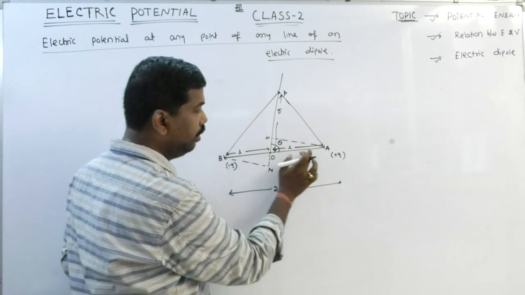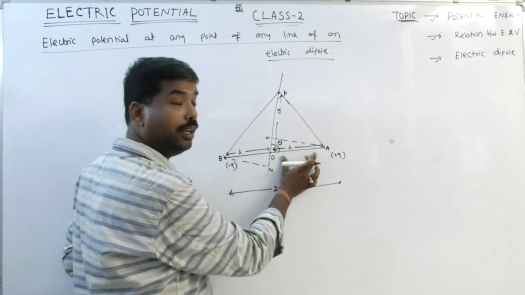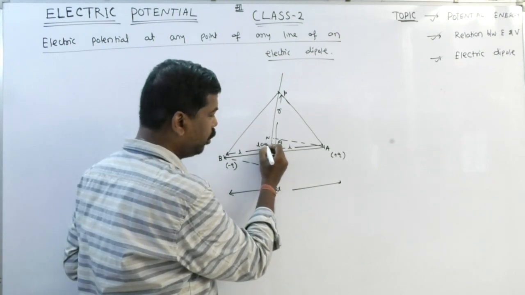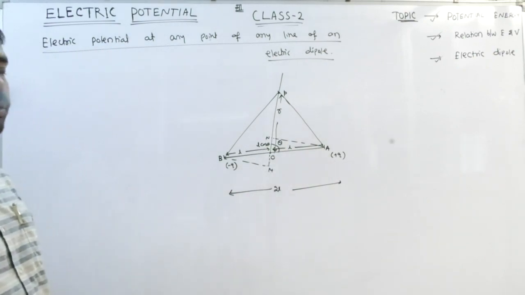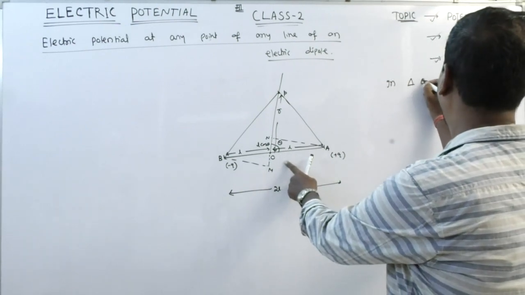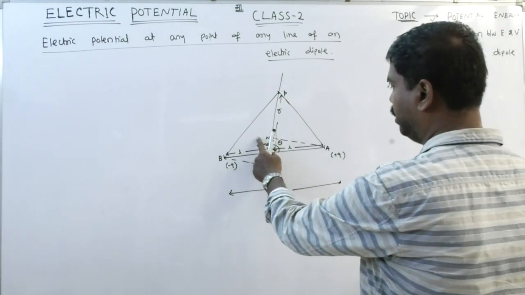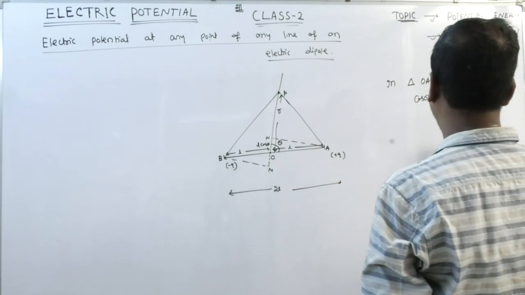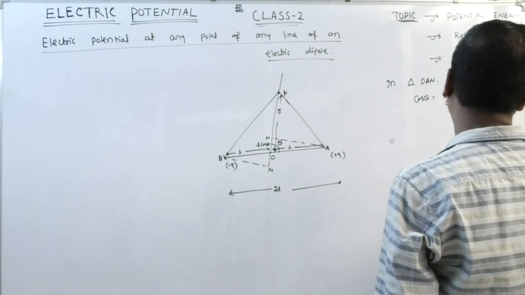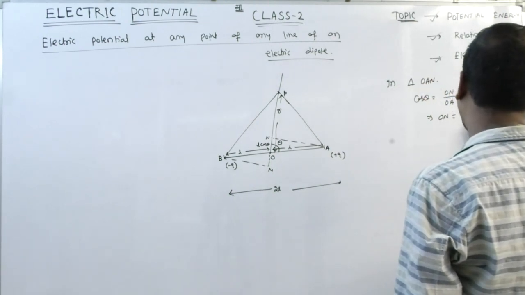Look at the triangle ONA. In the triangle ONA, this length is L. Clear? This angle is theta. So I want to find ON, and it is to be L cos theta. Clear? In triangle OAN, cos theta is equal to base by hypotenuse, ON by OA. Hence ON is equal to OA cos theta, which implies ON is equal to L cos theta.